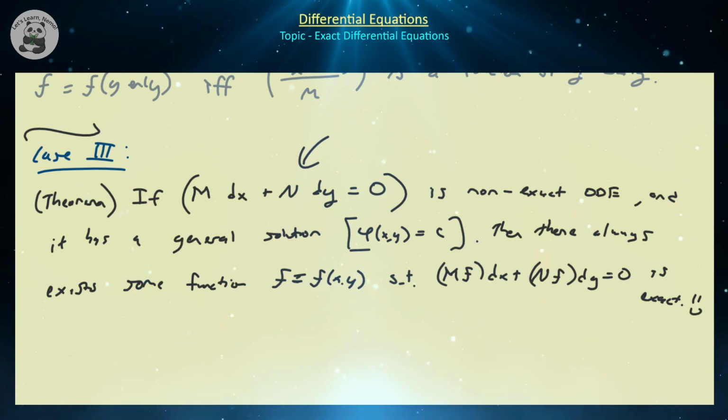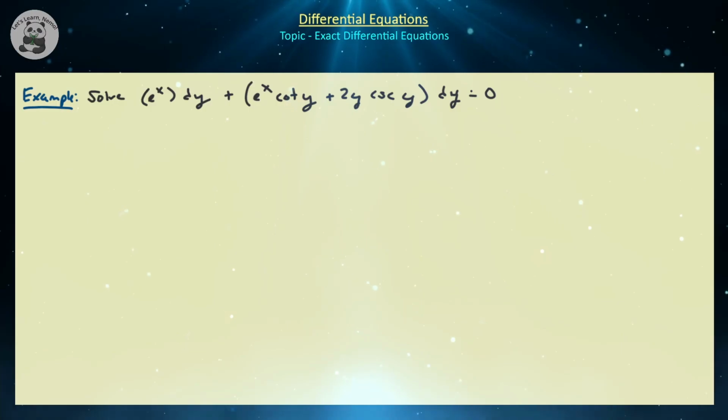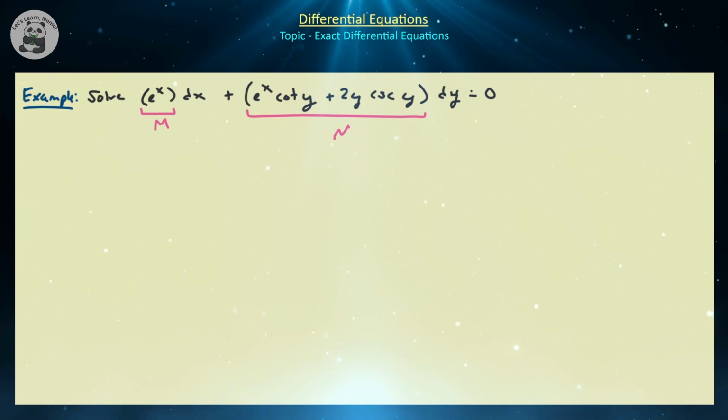Let's go through an example of a non-exact differential equation and see if we can go ahead and make it exact and then solve it. So let's consider this first order nonlinear differential equation and see if we can come out with a solution for it. I have a slight misprint, that should be dx. Let's see if this is exact or not. So we have our dx first, so that's going to be our M, and we have our dy second, therefore that's going to be our N.